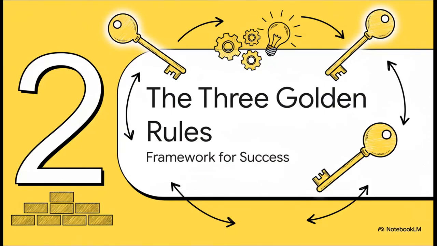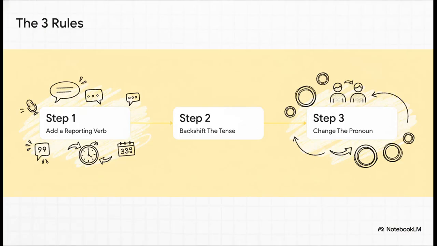Okay, so how do we make that change happen perfectly, every single time, without getting all tangled up? Well, we use three golden rules. Think of this as your framework, the foundation that makes everything else just click into place. And here they are. It's this simple. Step 1, you add a reporting verb, like said or told. Step 2, you backshift the tense. Now this is the big one, and we're going to break it down. And step 3, you change the pronouns so it makes sense.